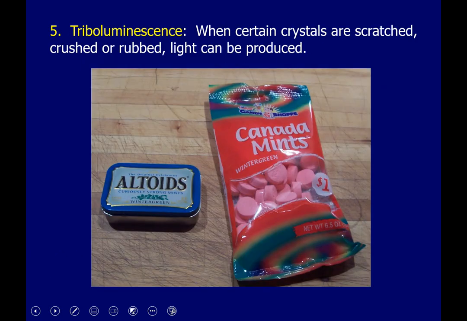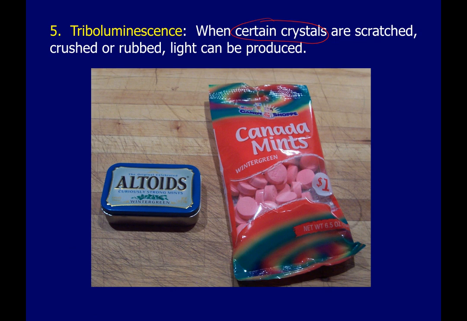Almost to the end here, triboluminescence. Now, I've had varying degrees of success doing this myself, but if you have access to those wintergreen, oh shoot, what are they called? Wintergreen, some sort of breath mints. The name eludes me now all of a sudden, but I used to have some of those. So anyway, they have crystals in them that when scratched, crushed, rubbed, then some light can be given off.